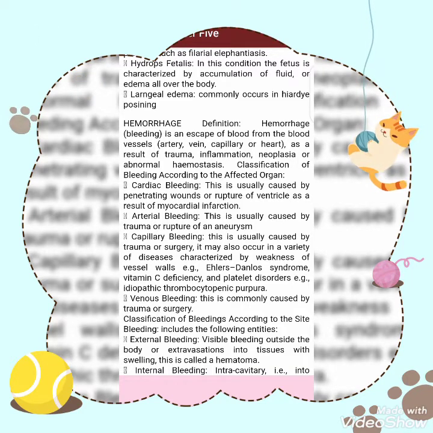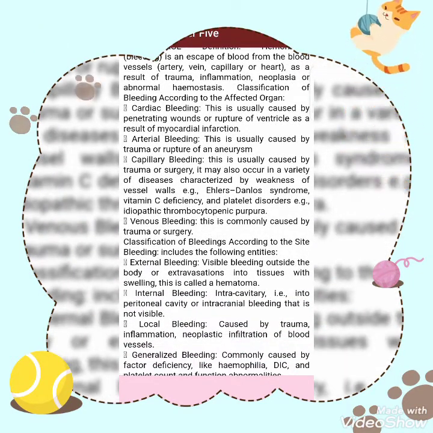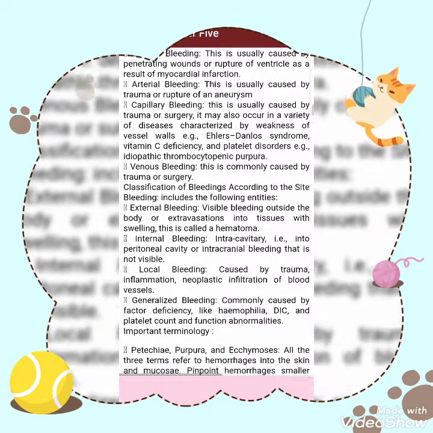Classification of bleeding according to affected organ. Cardiac bleeding. This is usually caused by penetrating wound or rupture of the ventricle as a result of myocardial infarction. Now I am coming to discuss with you arterial bleeding. This is usually caused by trauma or rupture of an aneurysm.